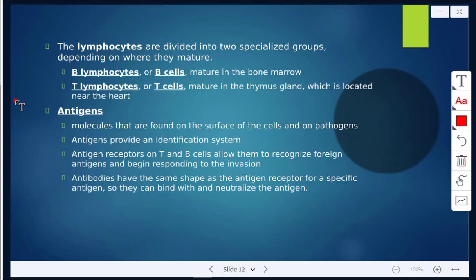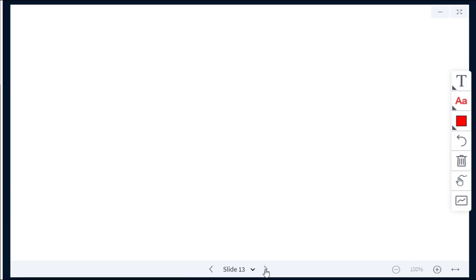And next we're going to talk about antigens. These are molecules that are found on the surface of cells and on pathogens like bacteria. And these antigens are what provide an identification system. Antigen receptors on T and B cells allow them to recognize foreign antigens and then begin the response to the invasion. And antibodies have the same shape as the antigen receptor for a specific antigen. That way they can bind and neutralize the antigen.